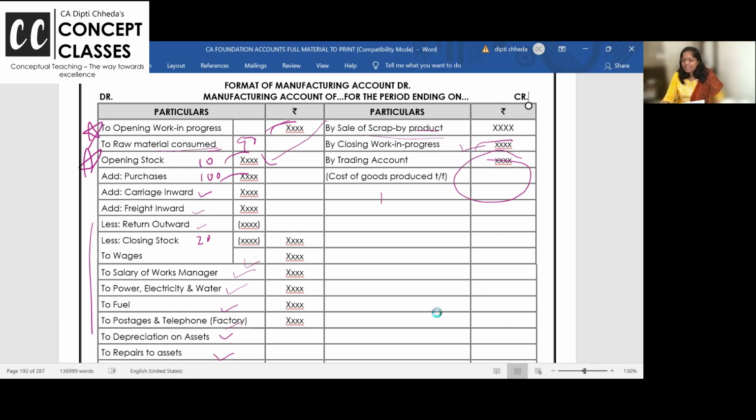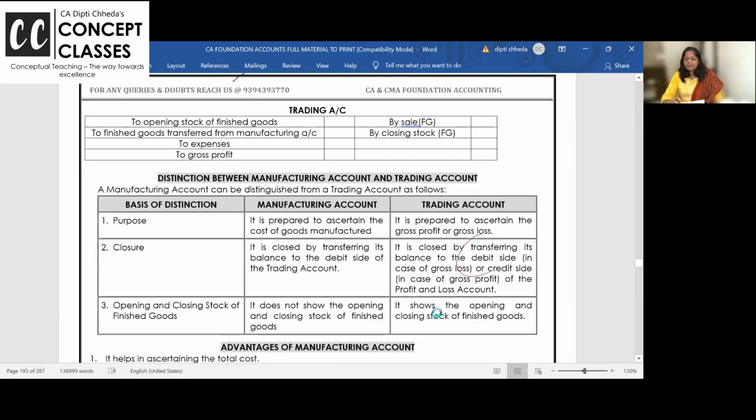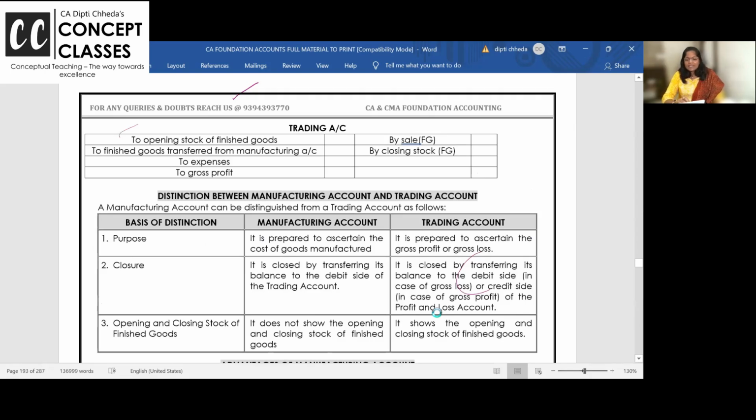Can I say these are the finished goods? Opening work in progress, add the material, labor, expense. Closing work in progress, this is the finished goods which are ready. Bring the finished goods down here. Opening finished goods are there. Some finished goods will come from above. Some trading account related expense. Sale, closing stock, GP. Ma'am, this is absolutely the same as what we are doing. Opening stock, closing stock, sale. Instead of purchase, you are getting manufactured goods from the manufacturing account.